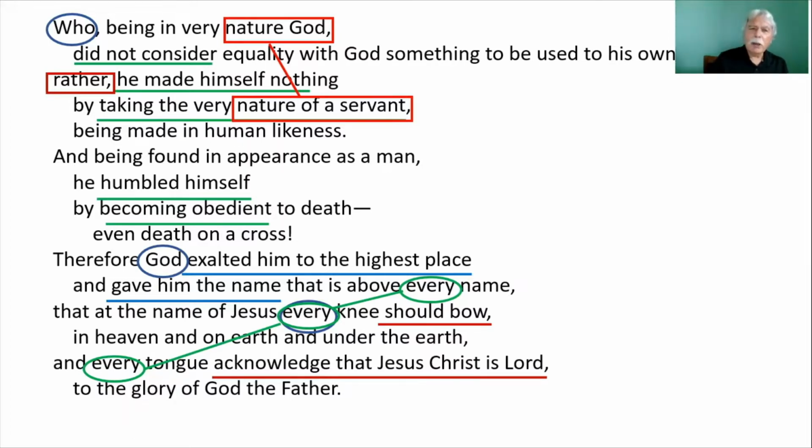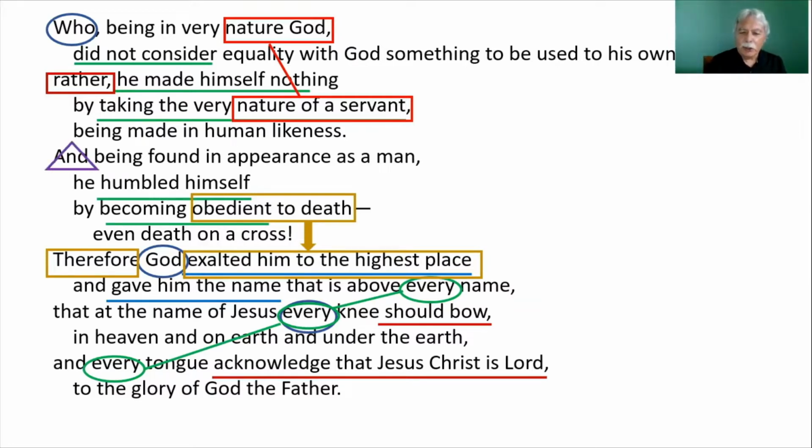I'm looking for cause and effect, and this word therefore tells me that there is a cause and effect somewhere. What is the cause and what's the effect? Well, the cause is that Jesus was obedient to death, and then the effect is that he is exalted to the highest place. This word and should alert you to something, that there's a progression. We're moving from one to another. What's the progression? You figure that out. You find a way that you want to mark that.